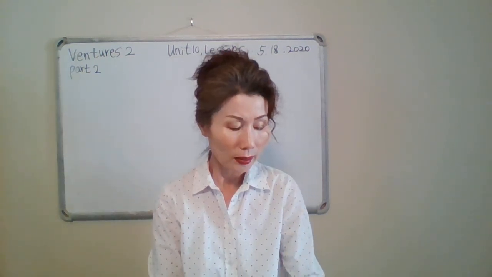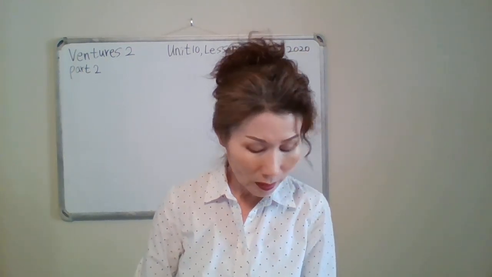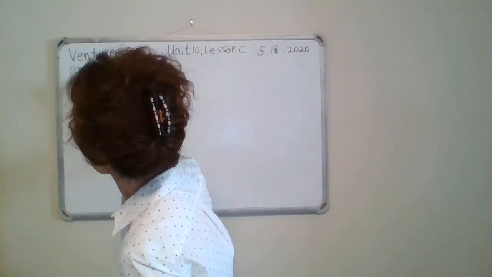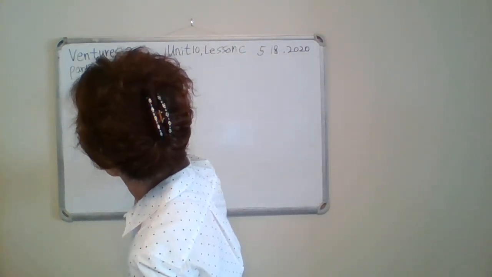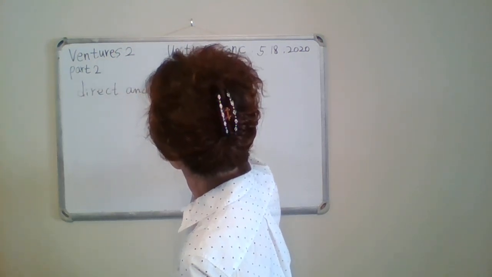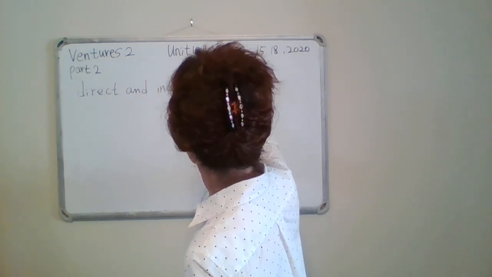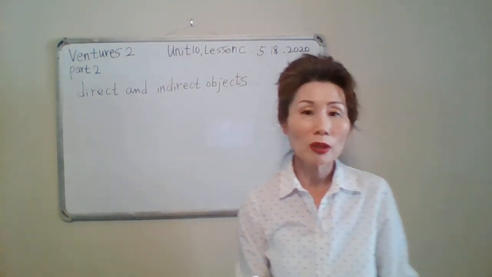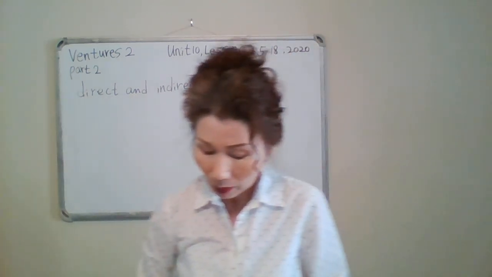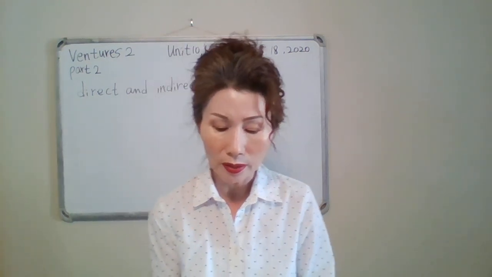Okay, I'm back. We talked about just the direct and indirect objects. Let's see, direct and indirect objects. Okay. Let's look at our student book, page 126.